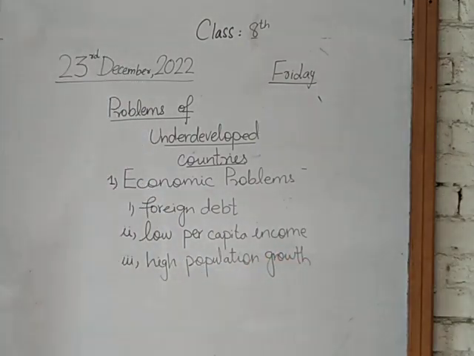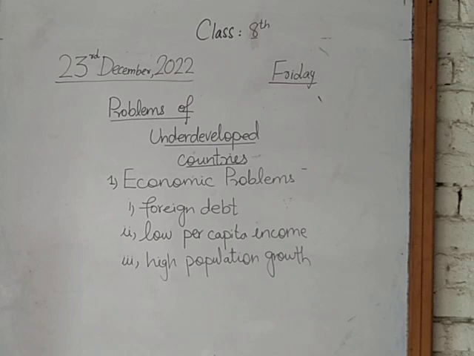The other problems that come under economic problems are low per capita income and high population growth. If I discuss the low per capita income, as I have already told you, per capita income is the average amount of income earned by one person within a country. Of course the underdeveloped nations have a very low per capita income as compared to the developed nations. The developed nations have a high per capita income, their people are earning more. And the third main problem is the high population growth.